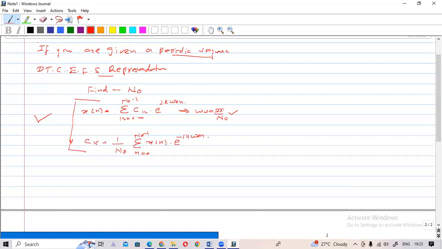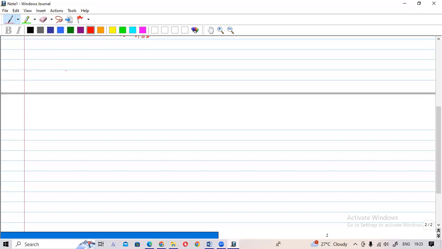Now I will do only one example related to Fourier series representation. Try to understand this. This kind of question I haven't done before, so I will explain how to do it. Let's say you are given this kind of signal: x[n] is equal to pi plus cos of 2 pi n over N plus 3 sine of 2 pi 3n.